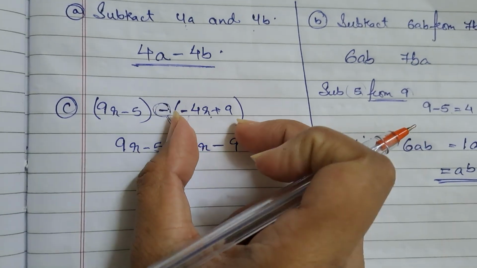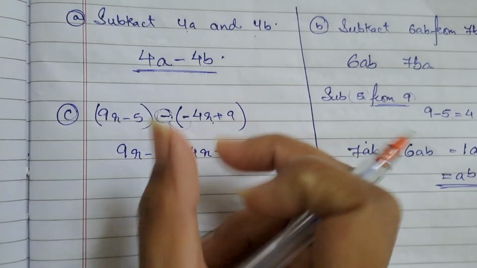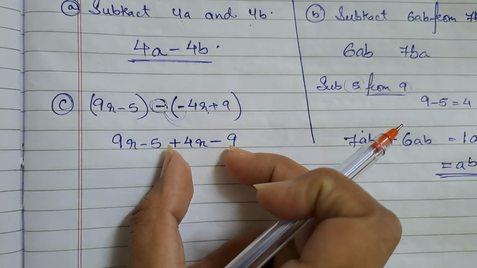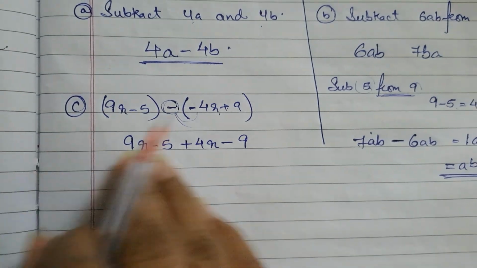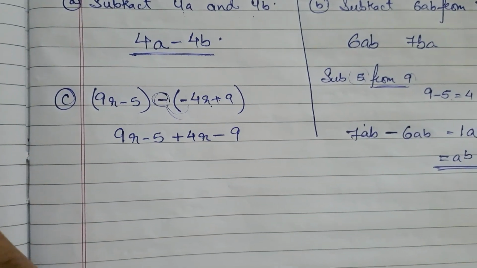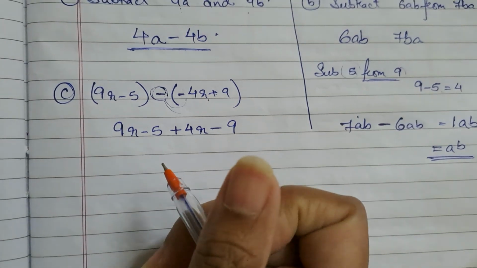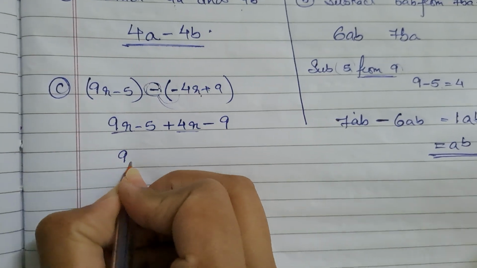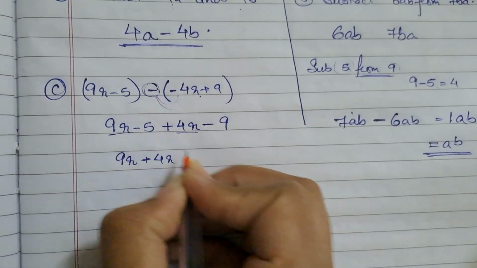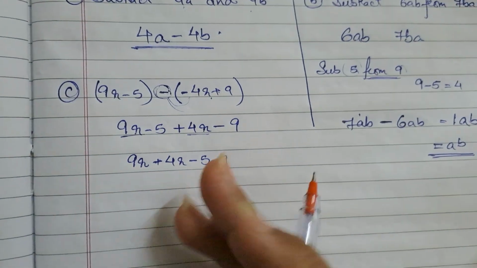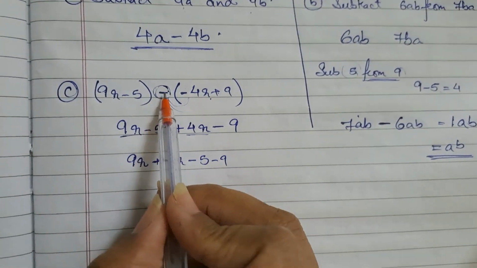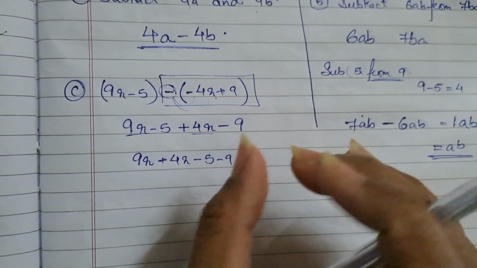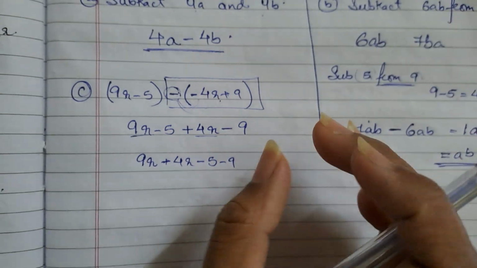The signs inside the second bracket, because it has a minus outside, will change. Now after it has changed, the same normal method that you used for the addition, you're going to use in here. So how am I going to use it? 9r plus 4r, like terms I'm going to put together. Now minus 5 and minus 9. You will say, why are we doing addition? Why are we not doing subtraction? The subtraction is only till the sign change happens in the second part.